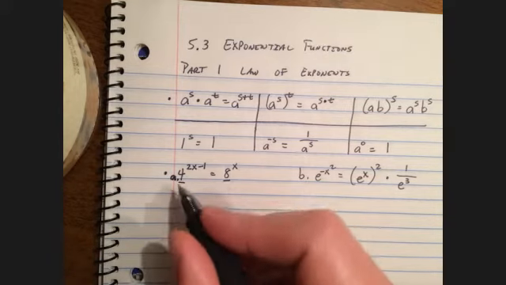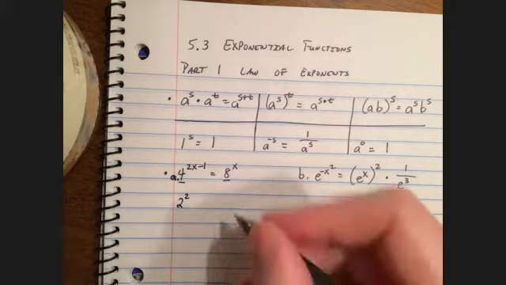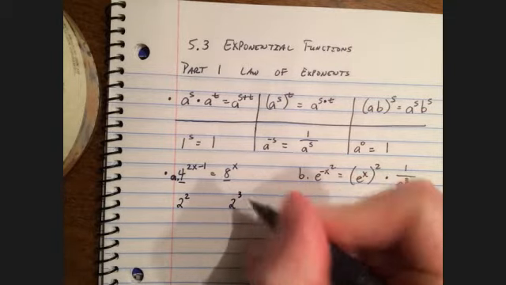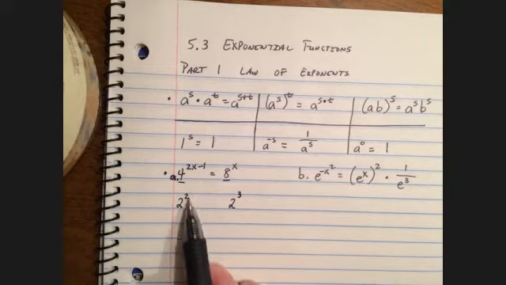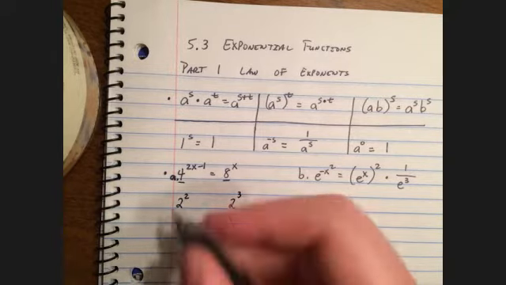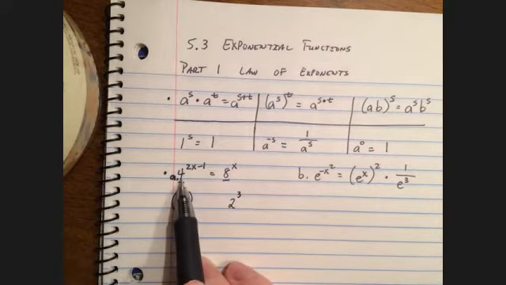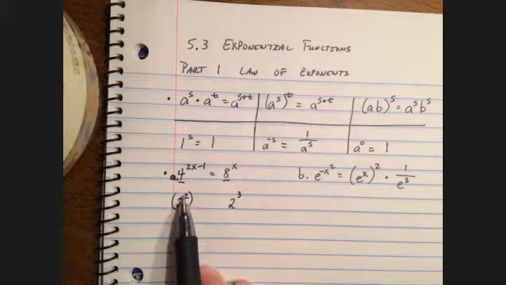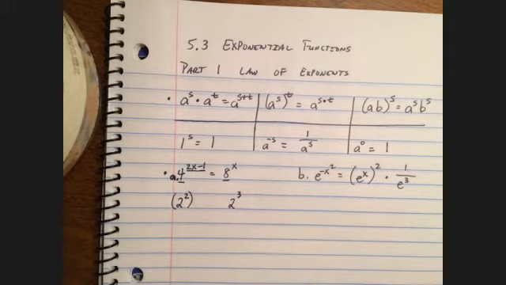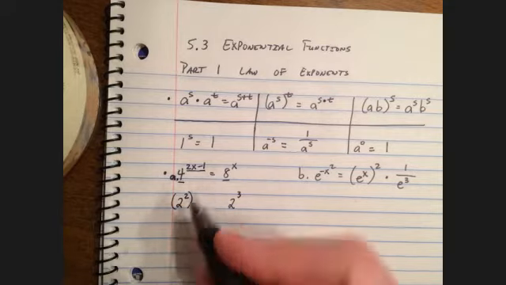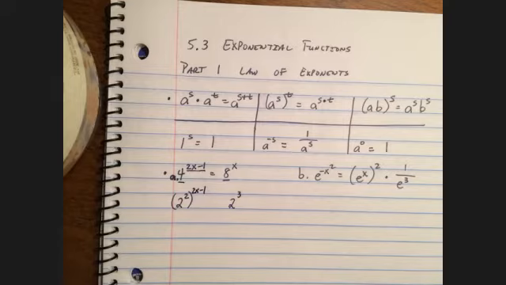Here's what I mean by that. The 4 you can change to 2 squared, and the 8 you can change to 2 cubed. So now they have the exact same base. They're both 2's. Now 2 squared represents our 4, I'll put that in parentheses. The only thing that's missing is our exponent from the top, which is 2x minus 1. So if 2 squared is 4, the 2x minus 1 goes on the outside of our parentheses, on our exponent.